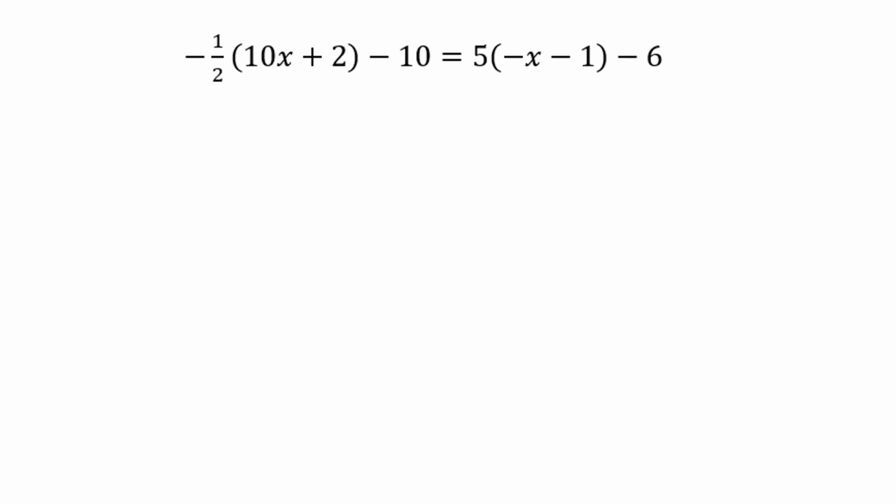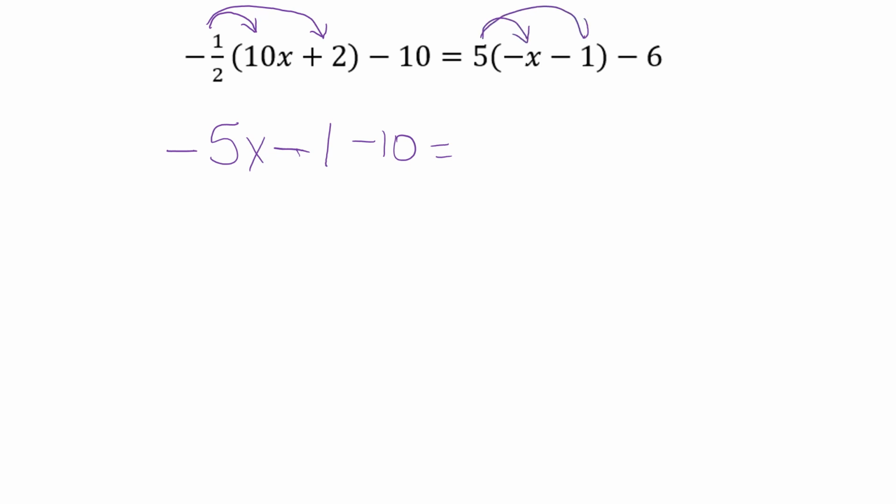With your next problem, we again have parentheses, so we do have to do our distributive property. So we're going to start by distributing this negative 1/2. A negative times a positive is going to give me a negative. Half of 10 is 5, so that's negative 5x. My negative times my positive would again give me a negative, and half of 2 is going to be 1. Bring down my negative 10 and my equal sign.